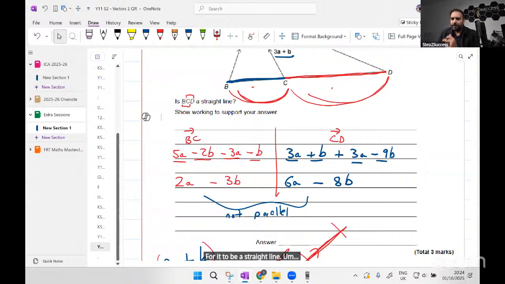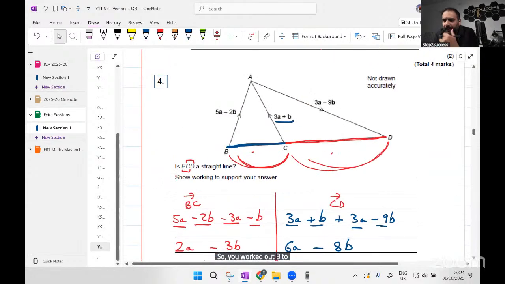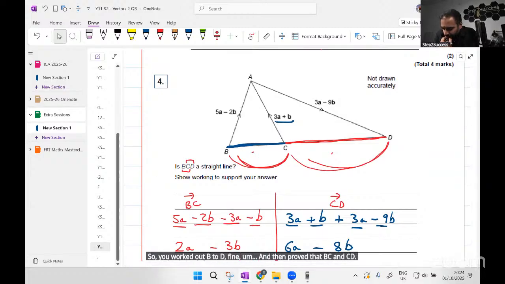So you worked out B to D, fine, and then proved that BC and CD added up together. Is that fine for proof, or do I ensure they are meant to be multiples? But they wouldn't have added up, right? BC and CD added up together. How does parallel link to straight line? I'll tell you in a second. But I'm just trying to check if that works.